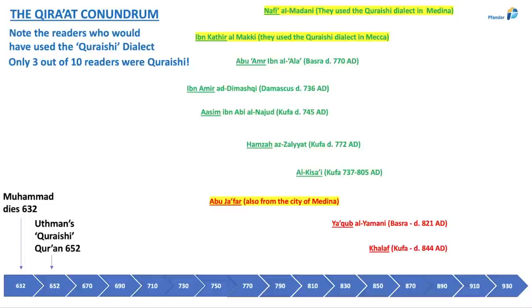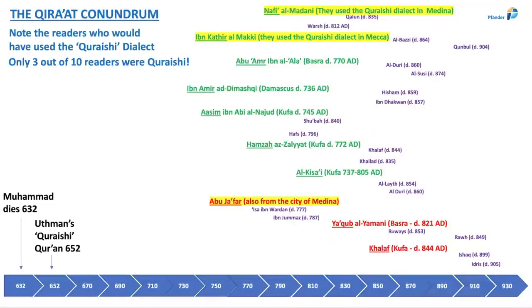Has anybody looked at this before? Did anybody pick this up? Am I the first to pick this up? I have never heard anybody talk about this before. Now, what about those who came after? What about the transmitters? There they are, the 20 transmitters. How many of their 20 were Qurayshi? Well, there you go. Qalun, not Warsh, he was from Egypt. Al-Bazi, Gunbul, Isa ibn Wardan, and Ibn Jumaz. That's it. Of the 20, 5 of them were Qurayshi.